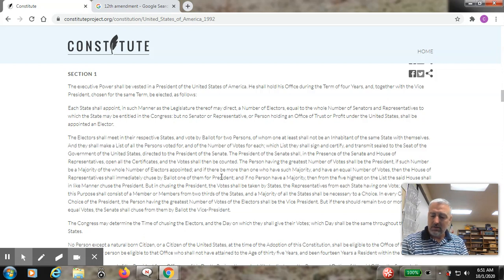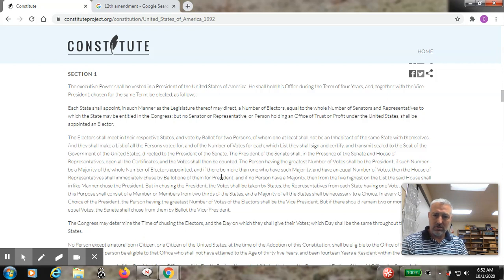Directed to the President of the Senate. The President of the Senate is none other than the Vice President of the United States. The President of the Senate shall, in the presence of the Senate and the House of Representatives, open all the certificates, and the votes shall then be counted.